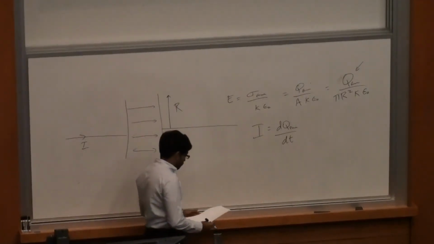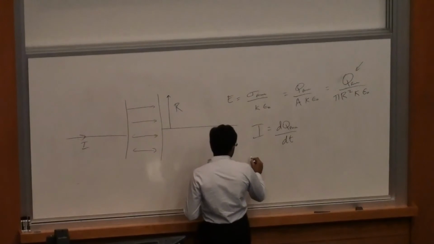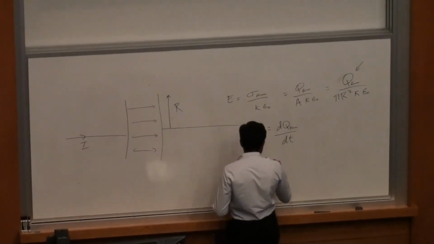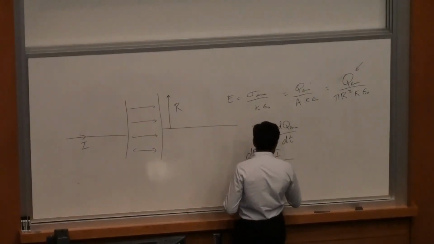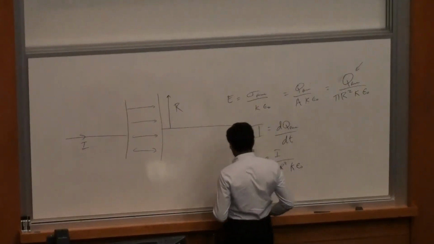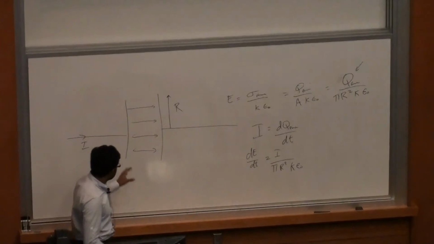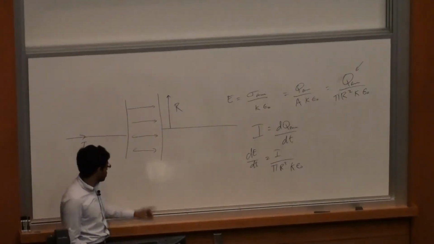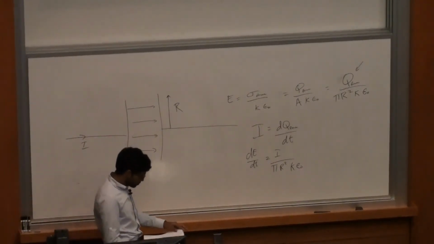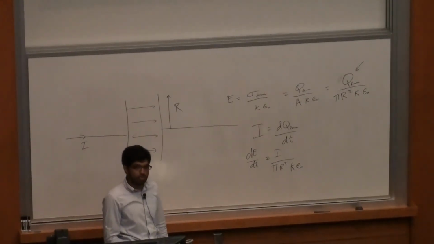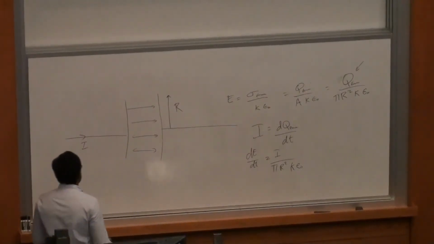And so from here, I can conclude that my change in electric field, dE/dt, is going to be equal to I over pi r squared kappa epsilon naught. Only if there's no current will there be no charging, and there will be no changing electric field here. Only if there's no current coming through. Now, since we're looking at Ampere's law, I guess the intelligent question is, how does this affect the magnetic field? Well, let's take a couple points here.